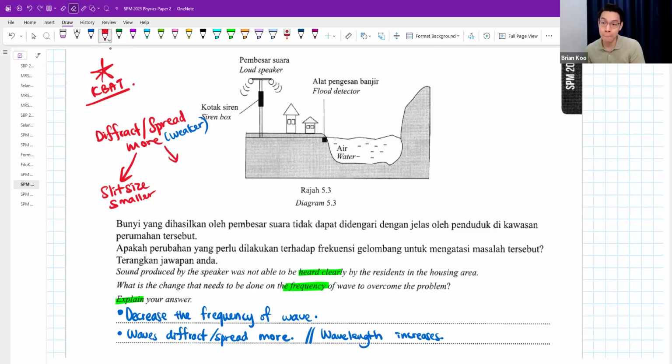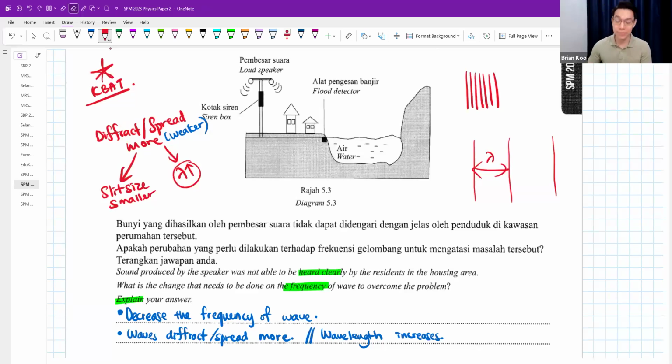Another one is, you want the lambda to increase. When lambda is higher, it always means that the wave is very chill compared to this kind of wave. This kind of wave very intense. Okay, so bigger lambda always means that it can spread more. And how to make the lambda bigger? You can make frequency smaller because of V equals to F lambda.